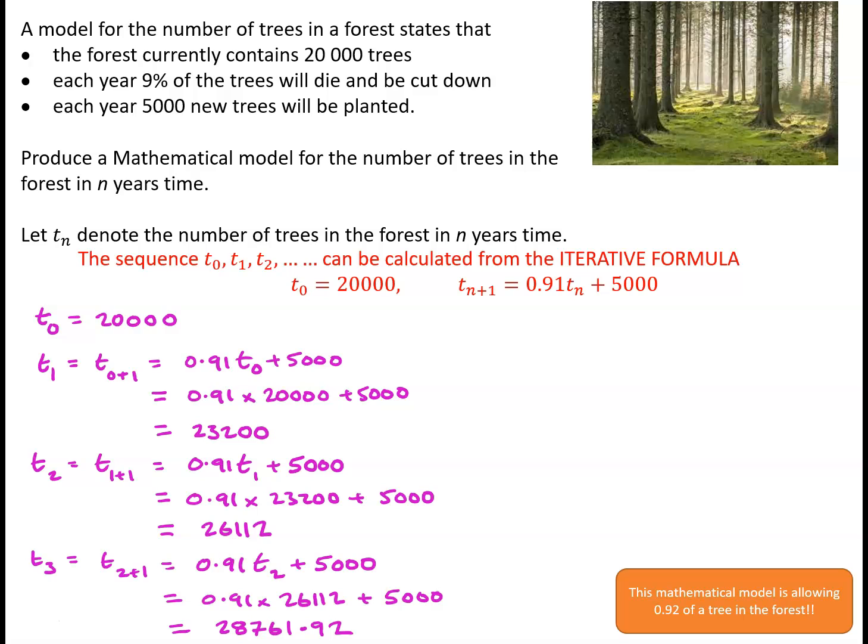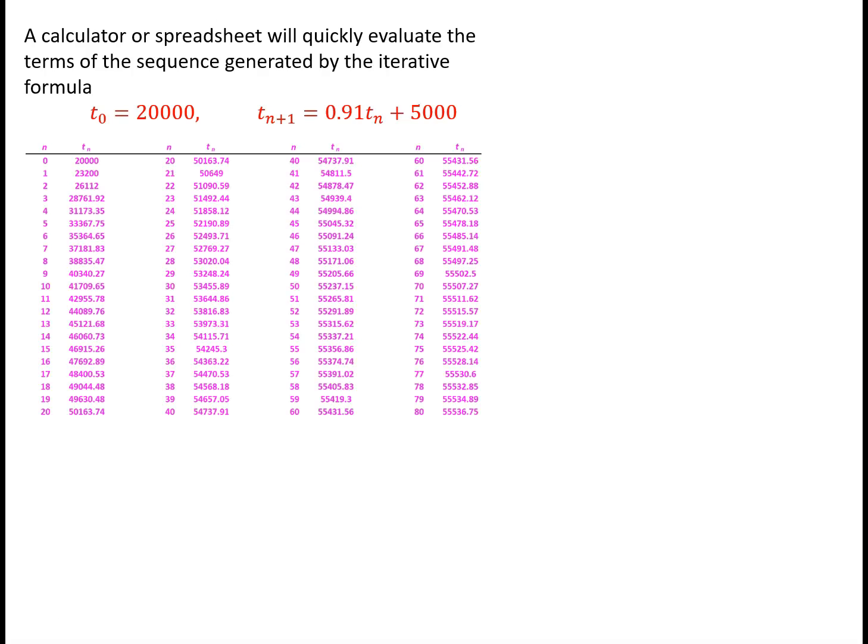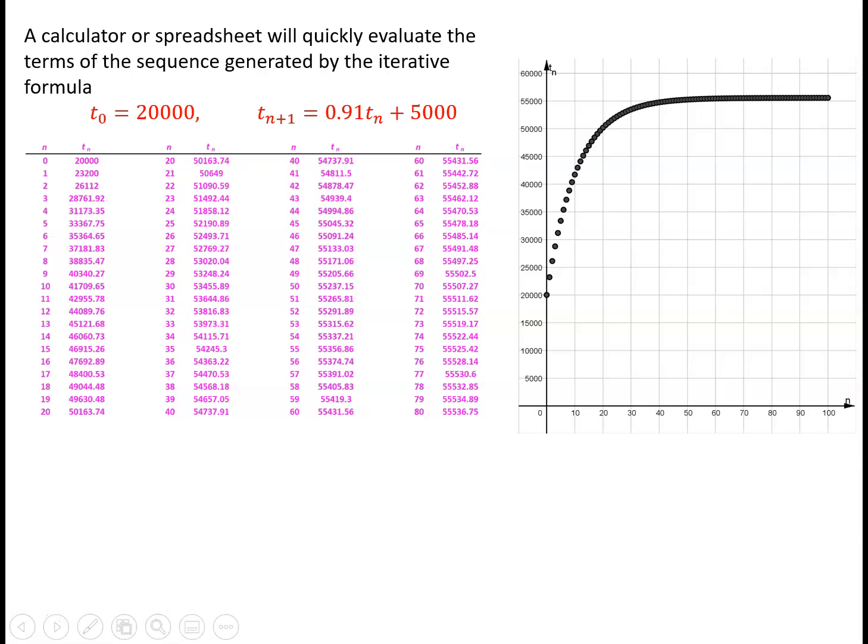We'd probably interpret that as being a forest of size 28,761 or 28,762. A calculator or spreadsheet will quickly enable us to calculate many more terms in the sequence. I've done it on a spreadsheet in this case. From the spreadsheet and the associated graph, we can see that the mathematical model is predicting that the size of the forest is going to be increasing, but increasing to a limit of somewhere around about 55,500 odd trees.